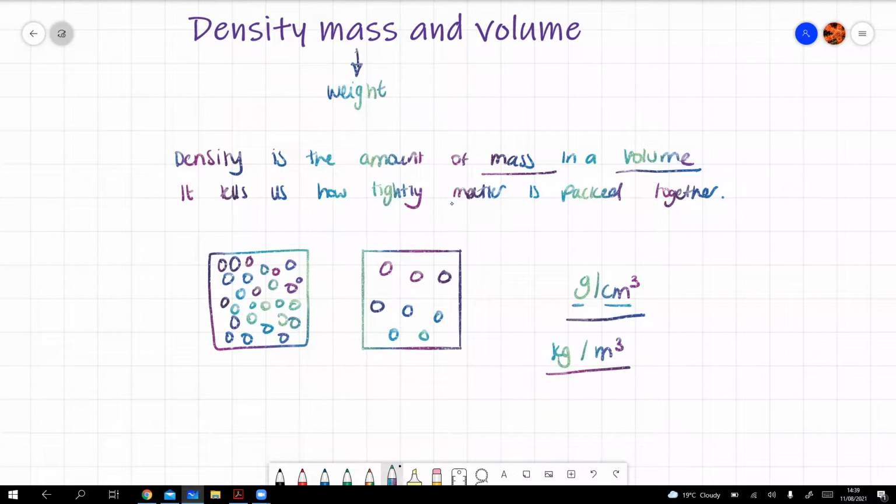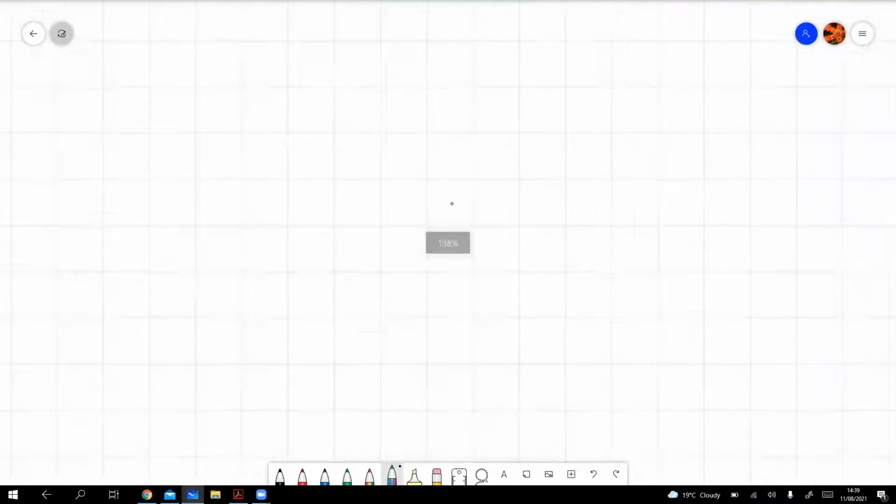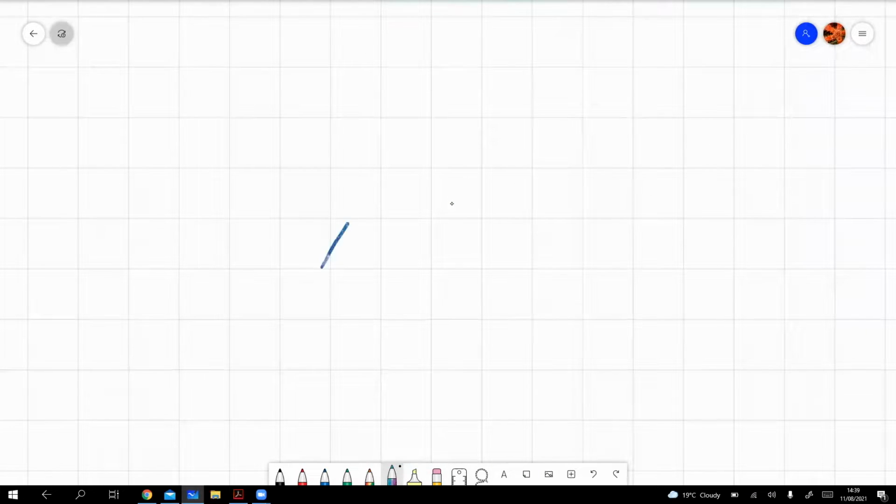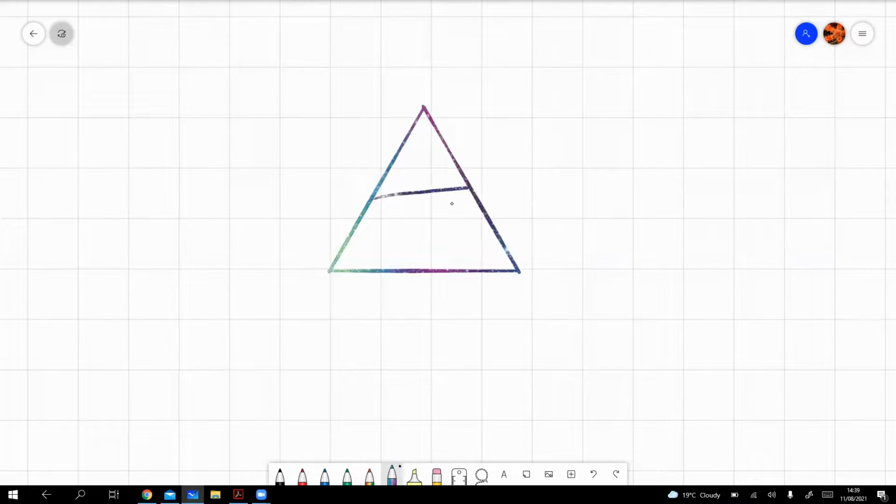Now there is a relationship between density, mass and volume. And to do this, you can remember it as a triangle. So if I draw myself a triangle, okay, and you will have seen a triangle like this before. Sometimes when you're doing trigonometry, you can put them in triangles, or even the most common one you will know of is speed, distance, time. In this situation, mass, density, and volume.